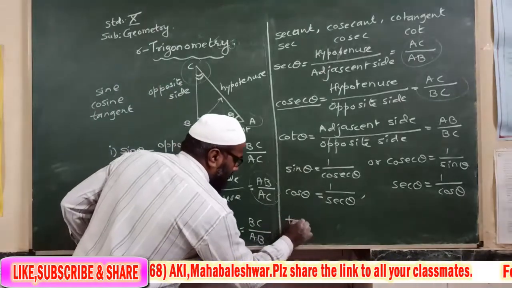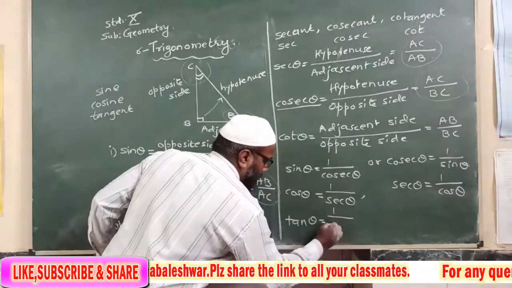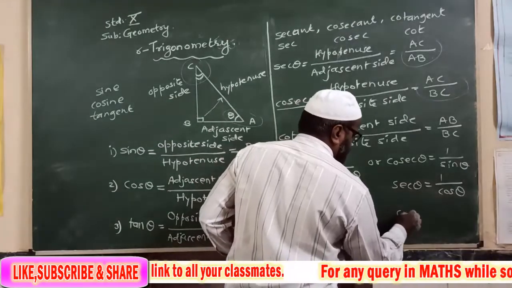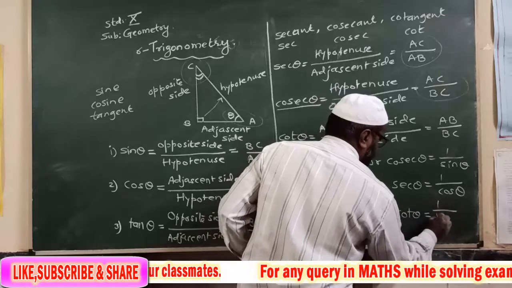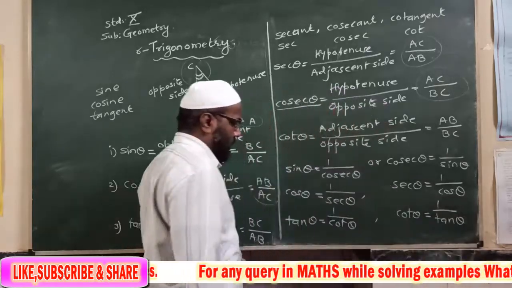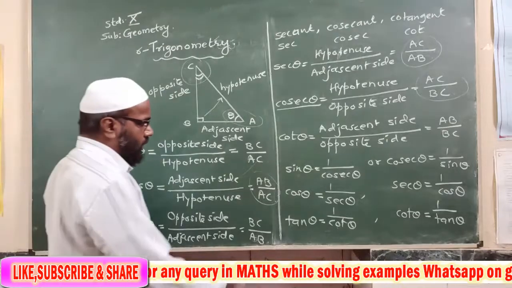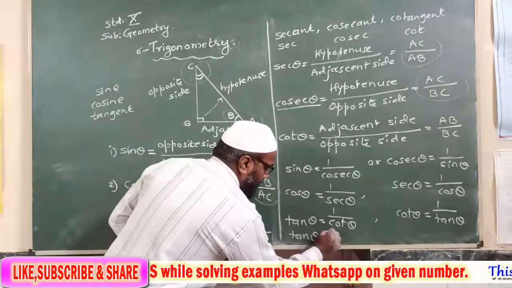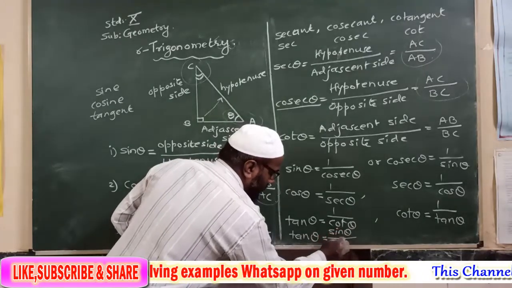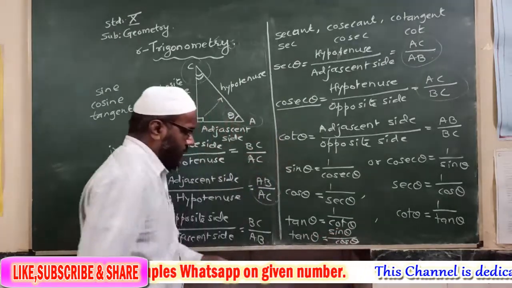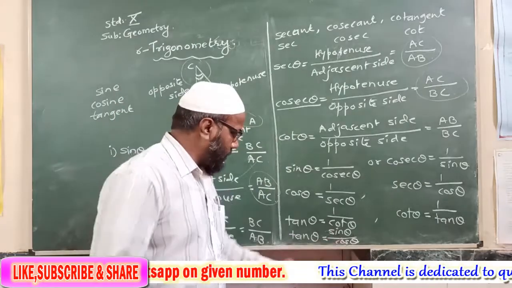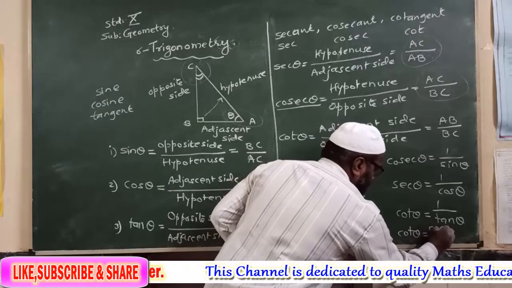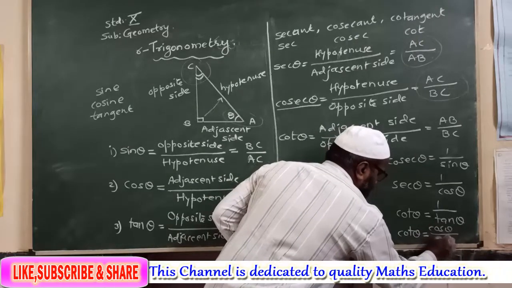Similarly, tan theta is equal to 1 upon cot theta, or cot theta is equal to 1 upon tan theta. Okay, similarly we can write tan theta as sine theta upon cos theta. Remember this value: tan theta is equal to sine theta upon cos theta, and cot theta is equal to cos theta upon sine theta.